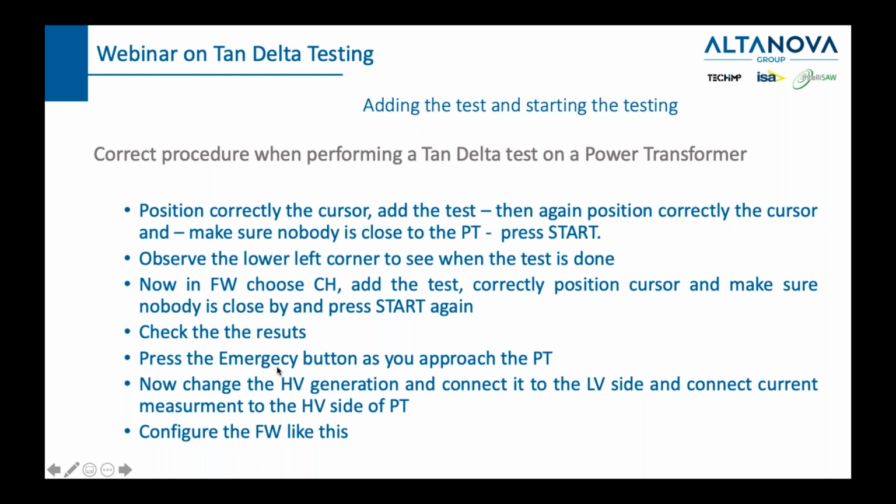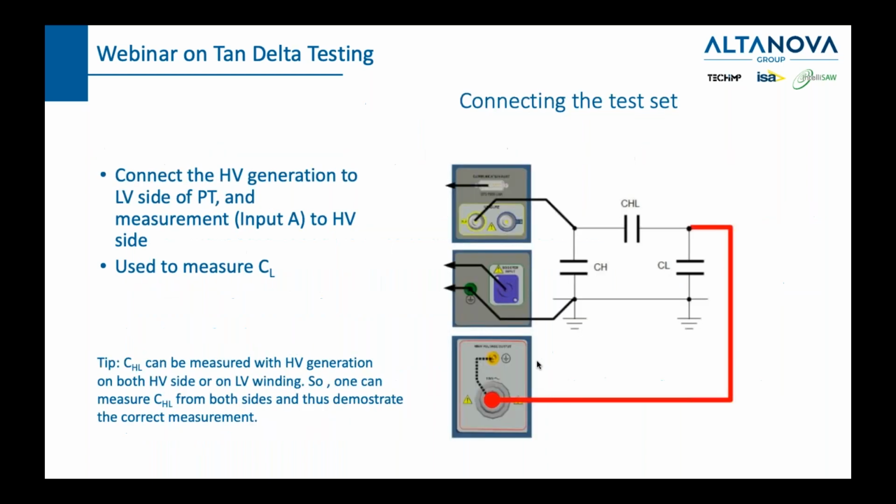We press the emergency button as we approach the power transformer. This is a good practice to be sure that nobody accidentally presses some buttons on the test set. So you press the big red button, you approach the power transformer, and now we do a change. We change the generation from the high voltage side to the low voltage side, and we change the measurement from the low voltage side to the high voltage side, and it looks like this.